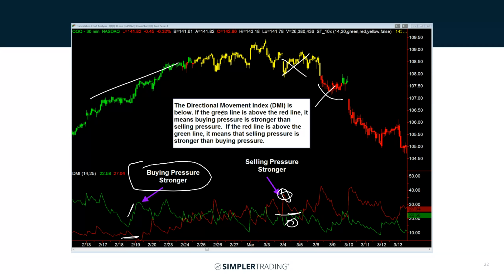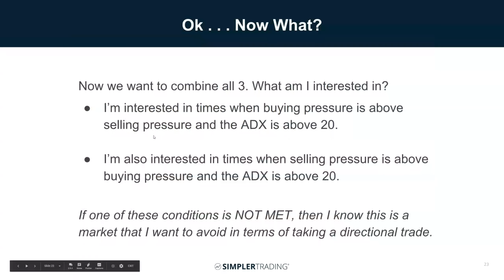Does that make sense? So if the ADX is under 20, that overrides DMI plus or minus. That just means we're in chop hell. Then it goes over 20, it looks and says, okay, if red's on top, we've got momentum to the downside. If green's on top, we've got momentum to the upside. So now what we want to do is combine all three of these, okay?